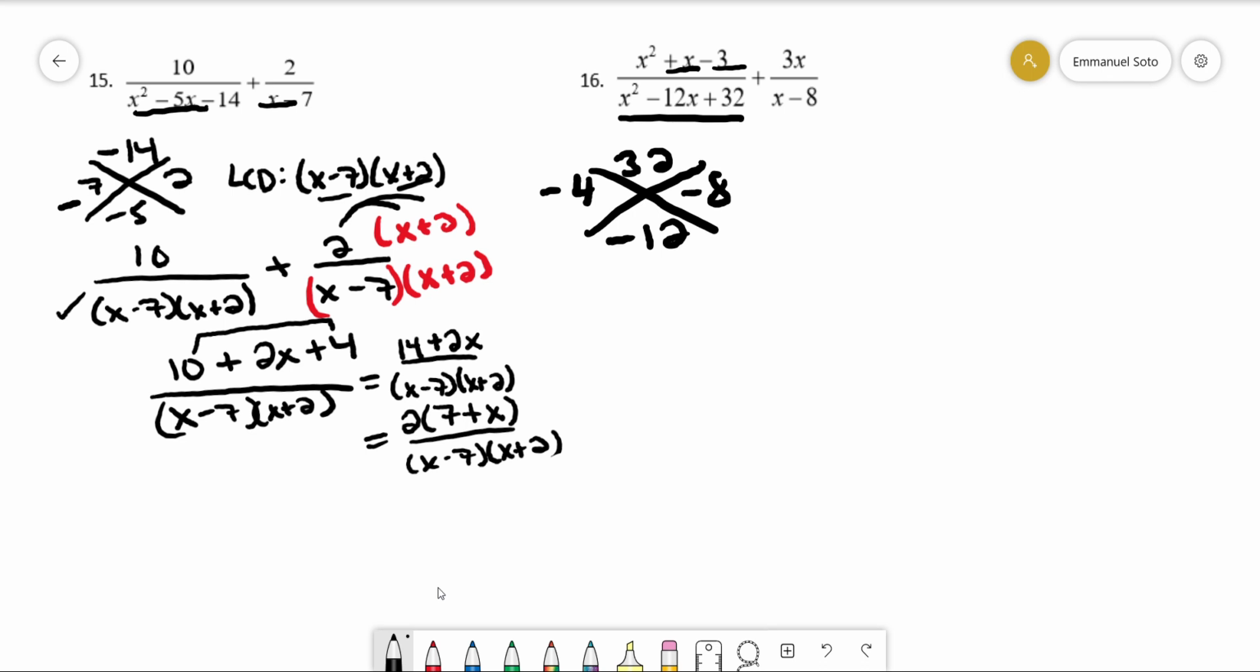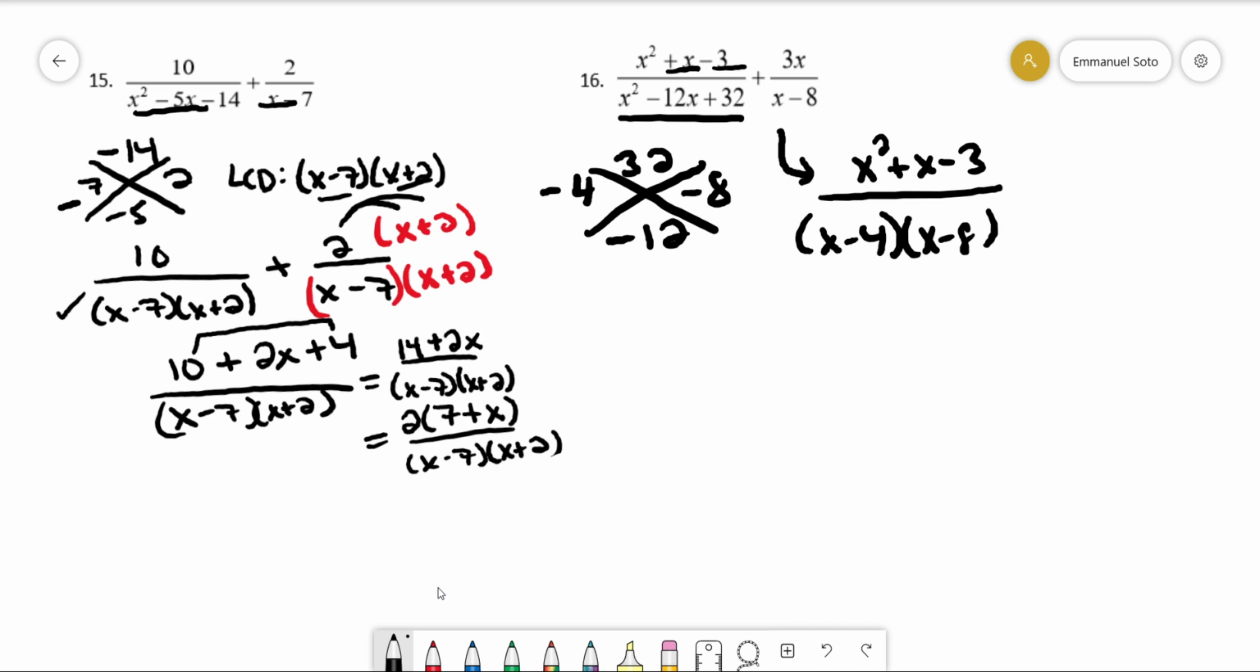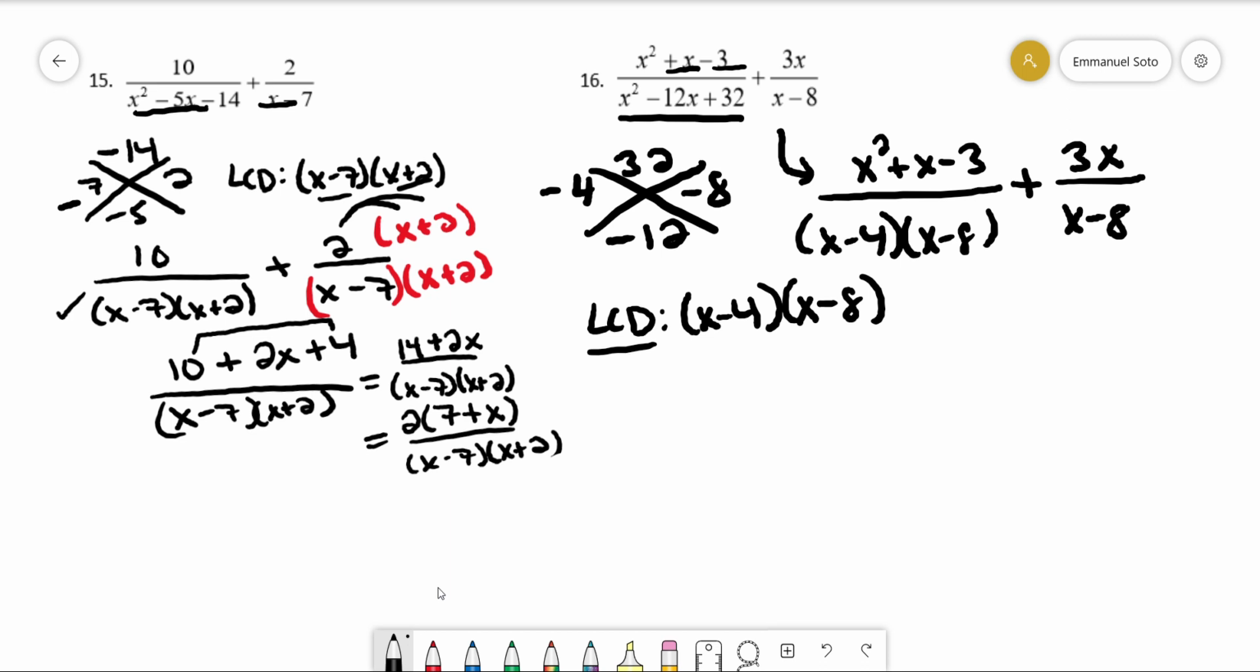Alright, so that leaves us with x squared plus x minus 3 over x minus 4, x minus 8, that's the one that we just factored here, plus 3x over x minus 8. So our least common denominator is, we got 1x minus 4 on the left side. We got 1x minus 8 on each side, so we're just going to pick one of them. Alright, so now this guy is missing an x minus 4.